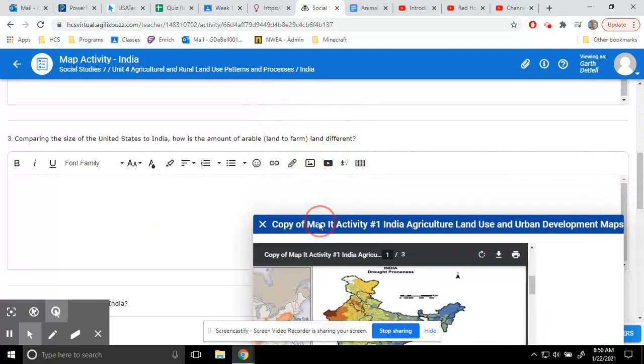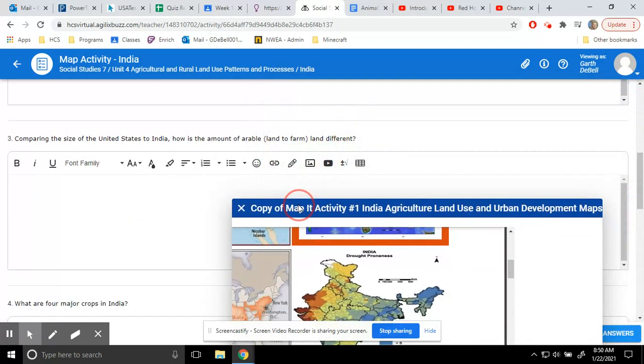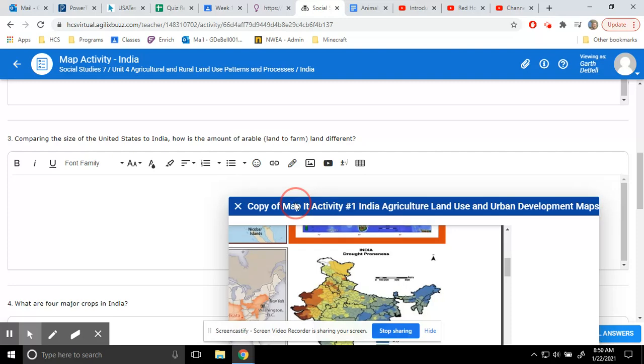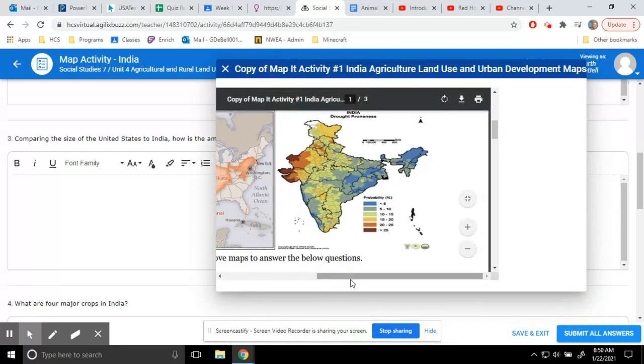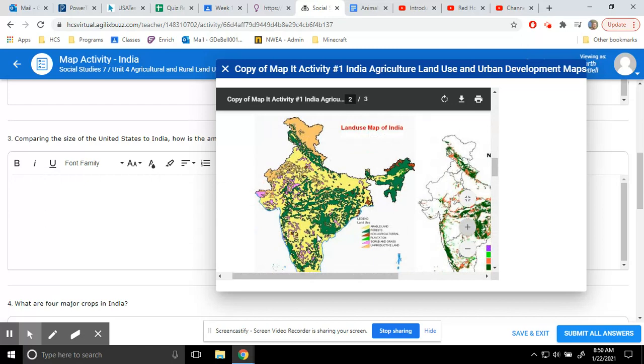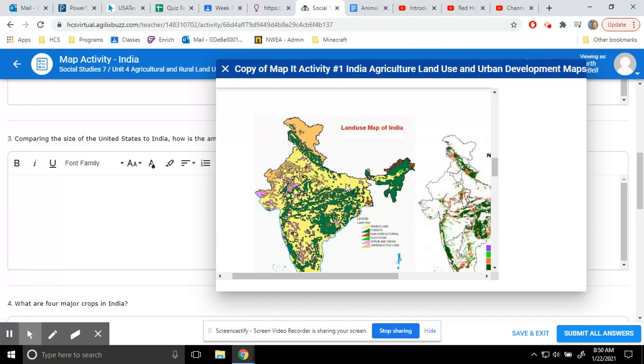Comparing the size of the United States to India, how is the amount of arable land, that's land that they're using to farm, different? So we would have to come down to the maps down here. This is the land use map of India. This tan color is the land that they are using for farming. As you can see, there is a good bit of it, but I would say probably around half of the land is usable for farming.